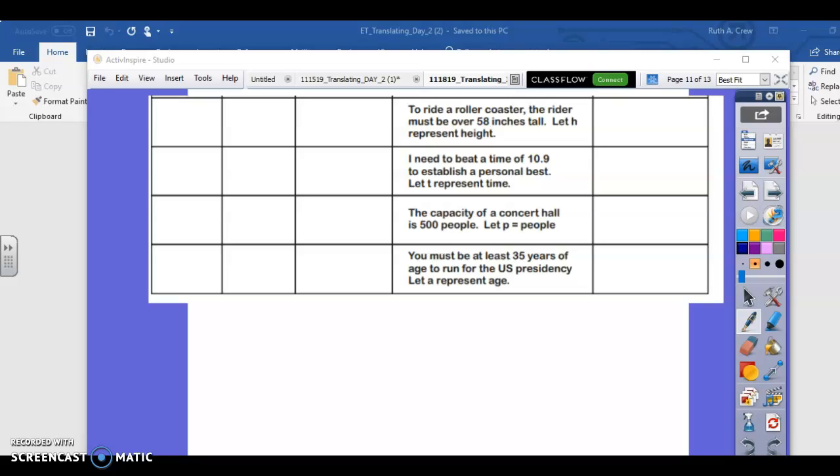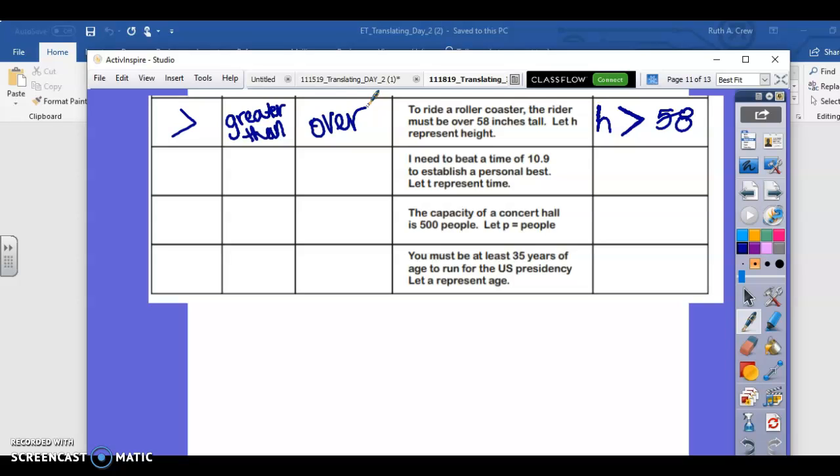All right, so here's our next question. To ride a roller coaster, the rider must be over 58 inches tall. Let H represent height. So here's our height of our rider, and the rule states 58. So this needs to be over 58. That means we need it to be greater than. So we come over here, our sign goes that. It's a greater than sign. And the word was over. All right, the next one.